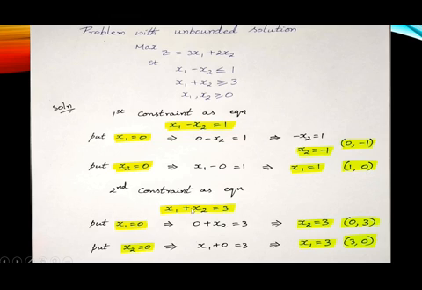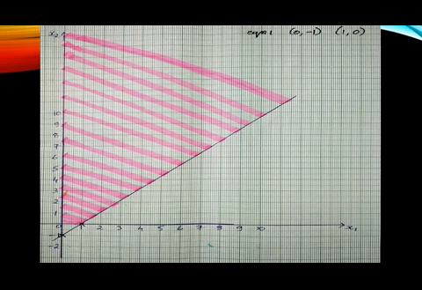Consider the second constraint as the equation x1 plus x2 is equal to 3. Put x1 equal to 0, I get x2 equal to 3. Put x2 equal to 0, I get x1 equal to 3. So the points are 0 comma 3 and 3 comma 0. Fine. Once we have computed these coordinate values, we will substitute them.